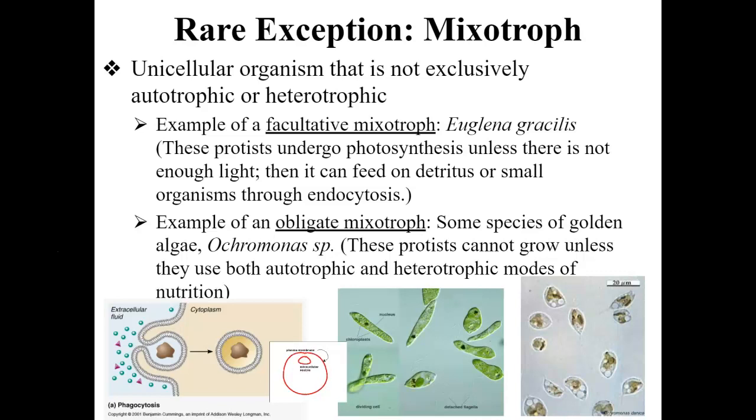Euglena is a protist that is considered to be a facultative mixotroph. A facultative mixotroph will undergo photosynthesis when there is light available, but if there's not enough light, that's when it will instead feed on detritus or smaller organisms through the process of endocytosis. So photosynthesis is the main source, but if they can't have access to light, then they can consume other organisms as a backup method to be able to get food.